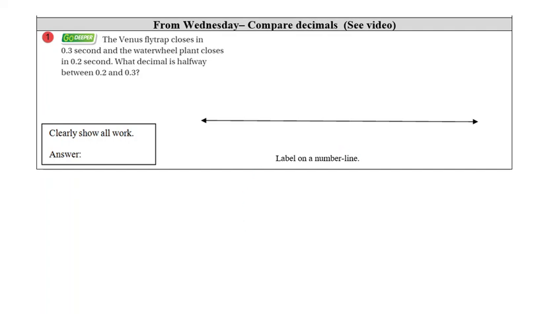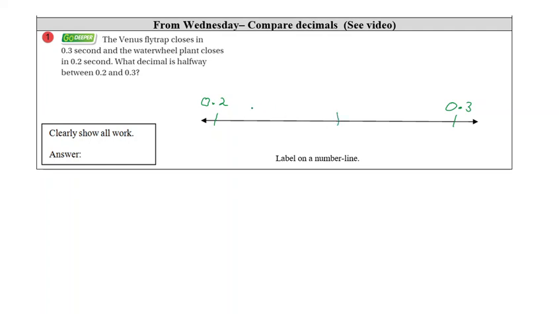Okay, let's do that. So at the lower end, we have 2/10. At the upper end, we have 3/10. And they want to know what's exactly halfway in between those two numbers, somewhere right there.